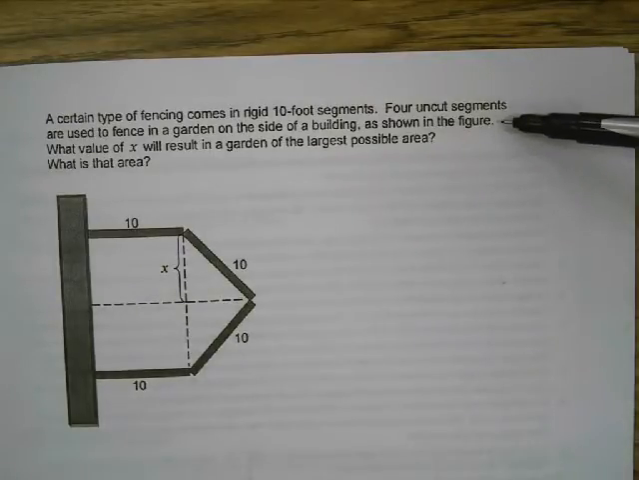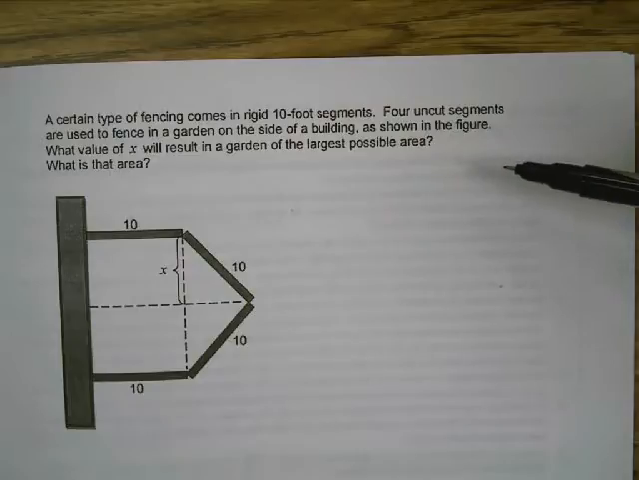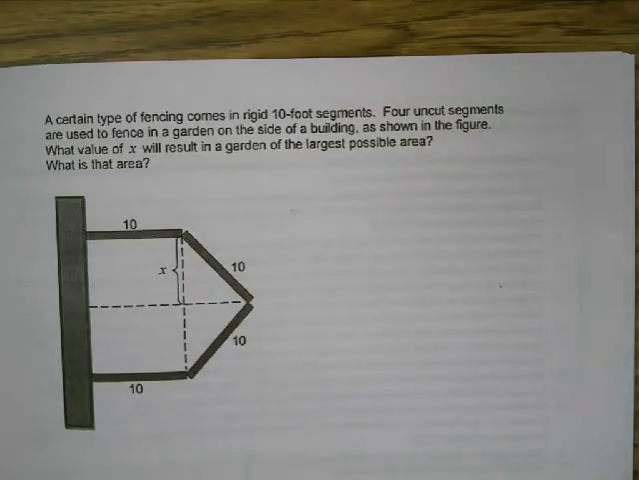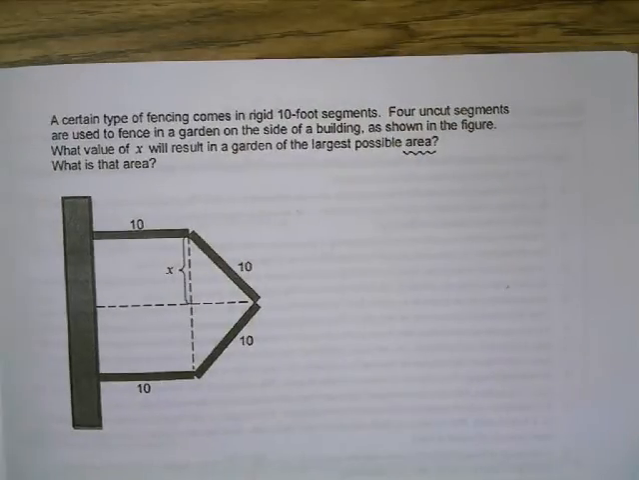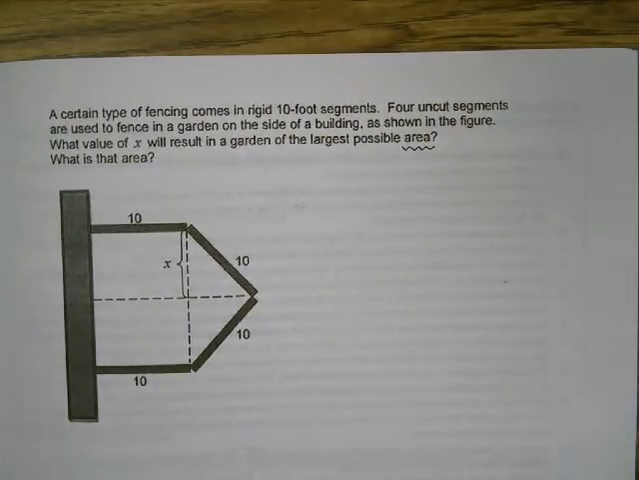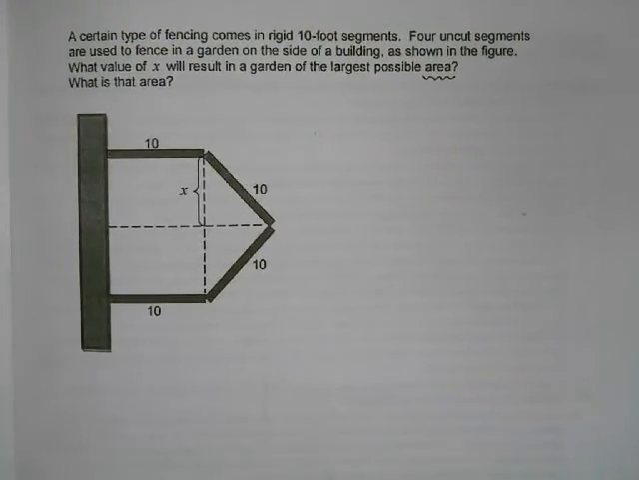So 4 uncut segments are used to fence in a garden on the side of a building as shown in the figure. What value of x will result in a garden with the largest possible area? So again, we're trying to maximize our area. So we're first going to find the value of x, and then we'll find out what that maximum area is.